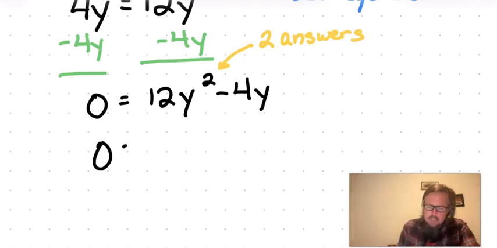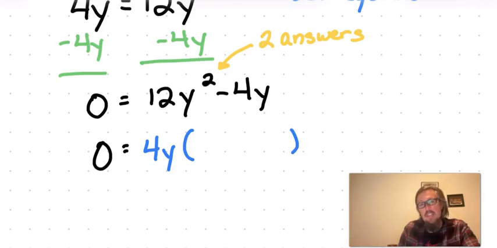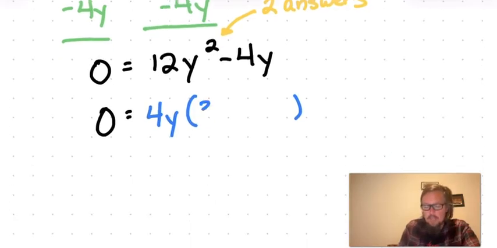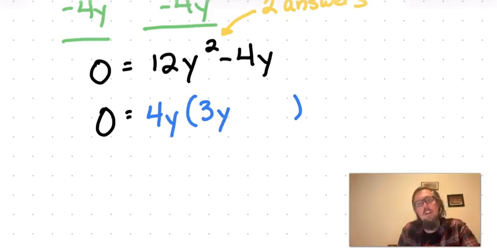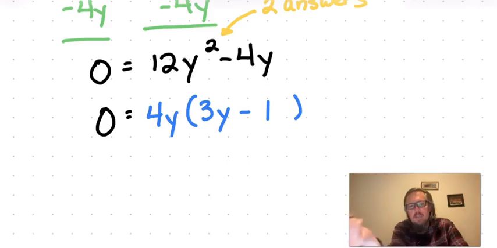The greatest common factor of 12y² and 4y is going to be 4y, because 12 and 4 can both be divided by 4, and they both have a y. So 4y, and then what's left? 12y² divided by 4y is 3y, and 4y divided by 4y is 1. So there we go: 3y - 1. We could check this using the distributive property. 4y times 3y is 12y², and 4y times 1 is 4y.